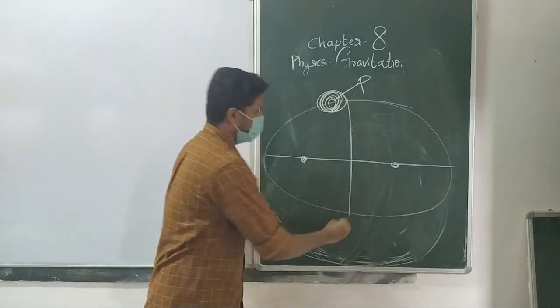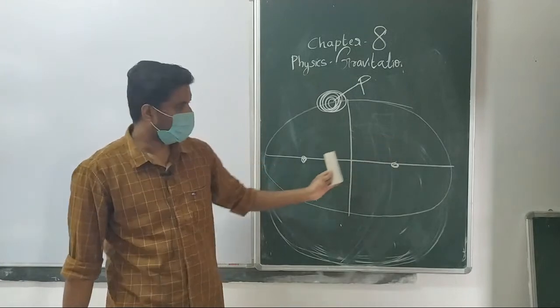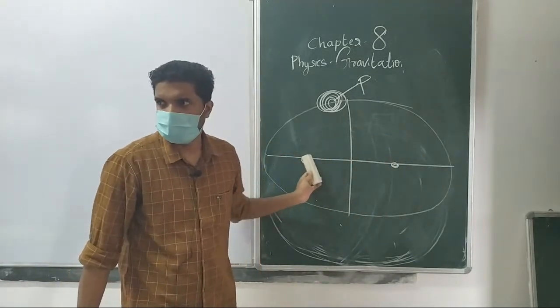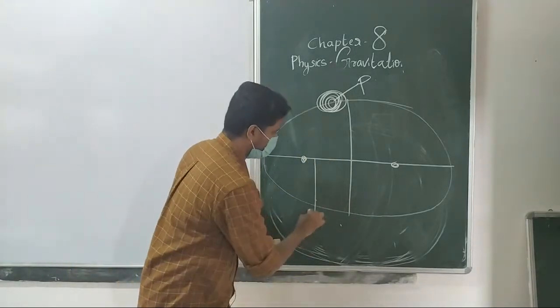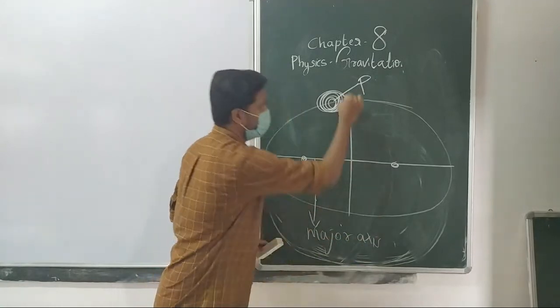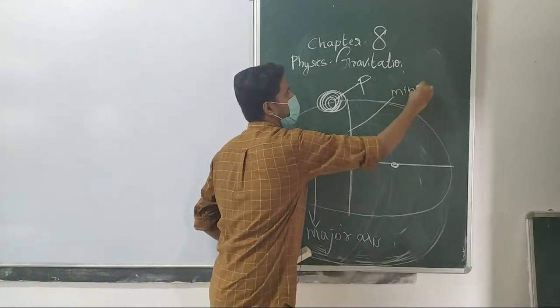And also, these are the radius or diameters of the ellipse. This one is of more length, no? We will call this one the major axis. And this one is small, no? What will be its name? Minor axis.